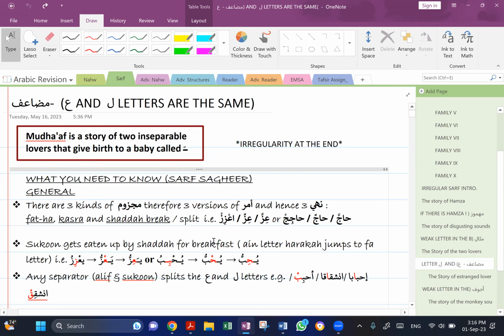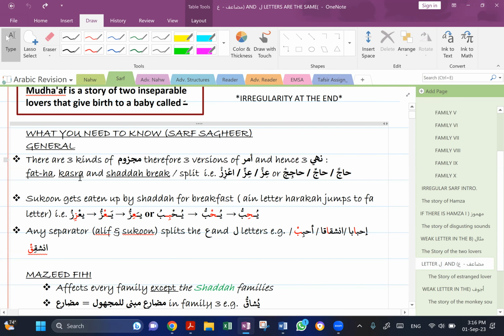All right. So now let's look at some of the general rules. This applies to both Mazid Fihi and Mujarrad, and small families and big families. So this is more like a general type of thing. Important thing to know is that there are three kinds of majzoom. And when you say majzoom, the lightest version, there are three kinds of amr and there are three kinds of nahi in the huwa version. I forgot to put that here. This should have been in the huwa version. I don't want you to imagine that this is everything. This is just in the huwa version.